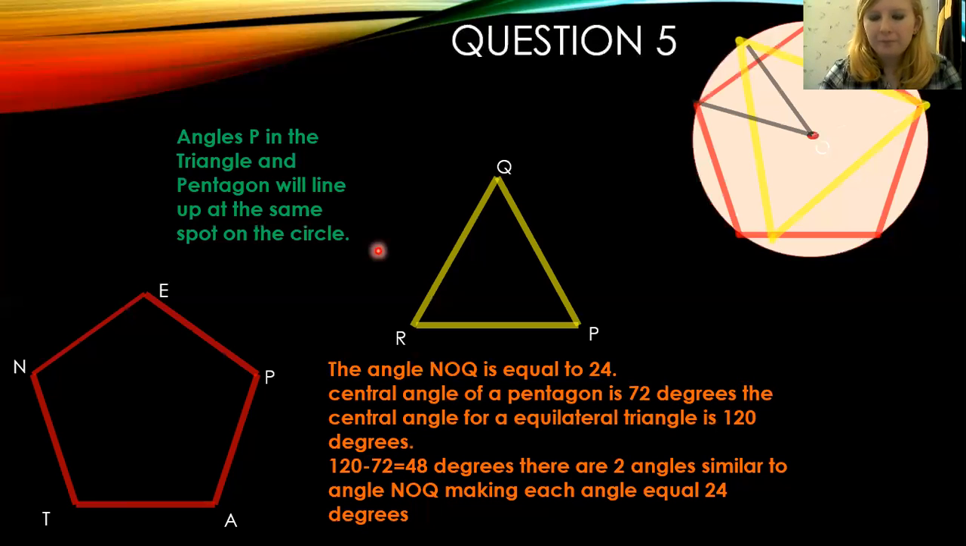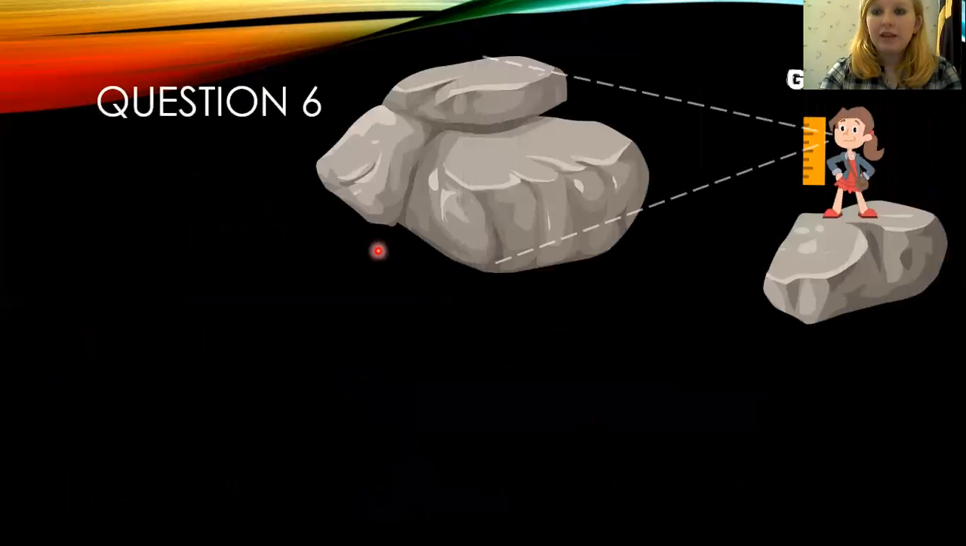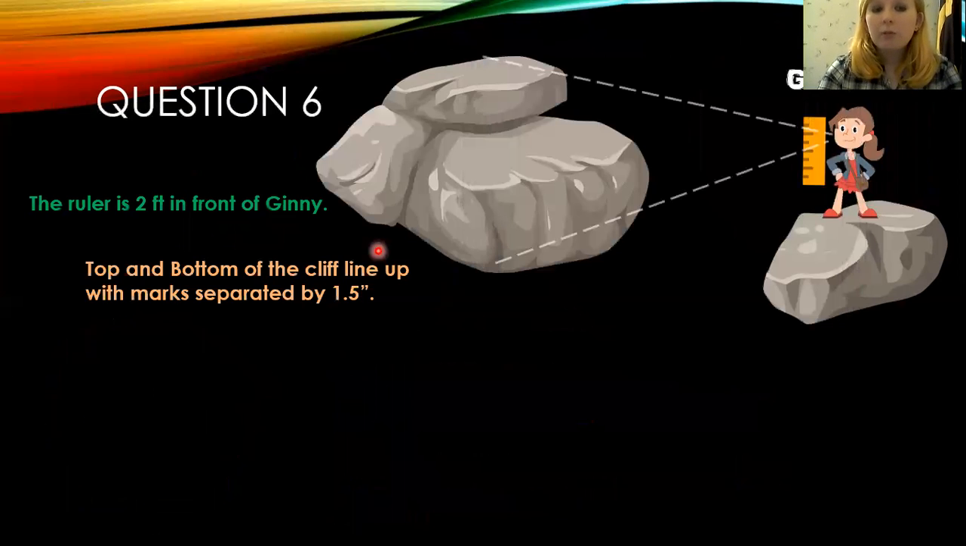So we're going to look at question 6. Question 6 wants us to look at this really cool picture of Jenny standing on a rock looking at a cliff. She's holding a ruler out 2 feet in front of her, and the top and the bottom of the cliff line up with the marks separated by 1.5 inches. She is also a quarter of a mile from this cliff.